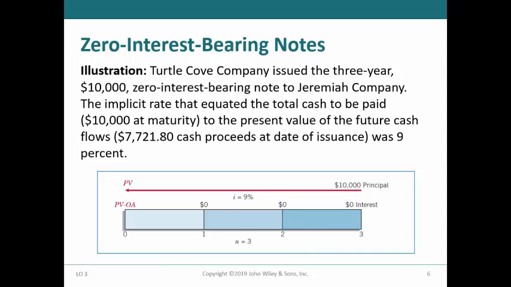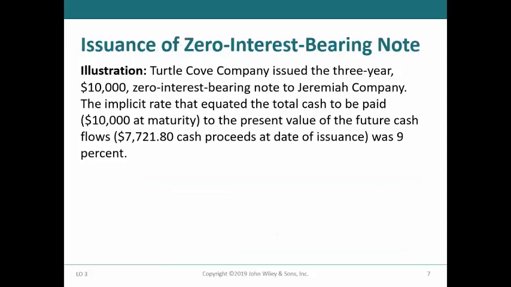The implicit or understood interest rate on the note was 9%. Therefore, Turtle Cove received the discounted amount of $7,721.80 at the issuance of the note. No interest payments will be made during the 3 years, and Turtle Cove will pay the $10,000 at maturity.